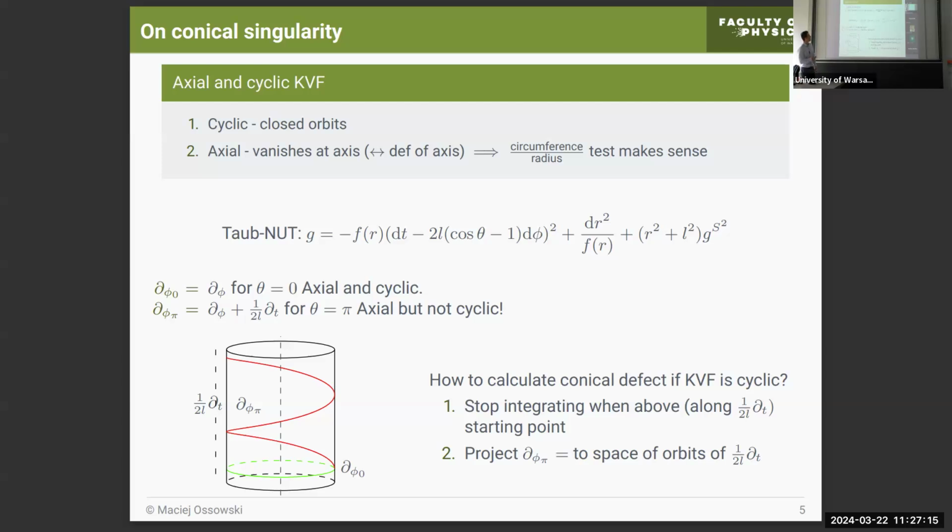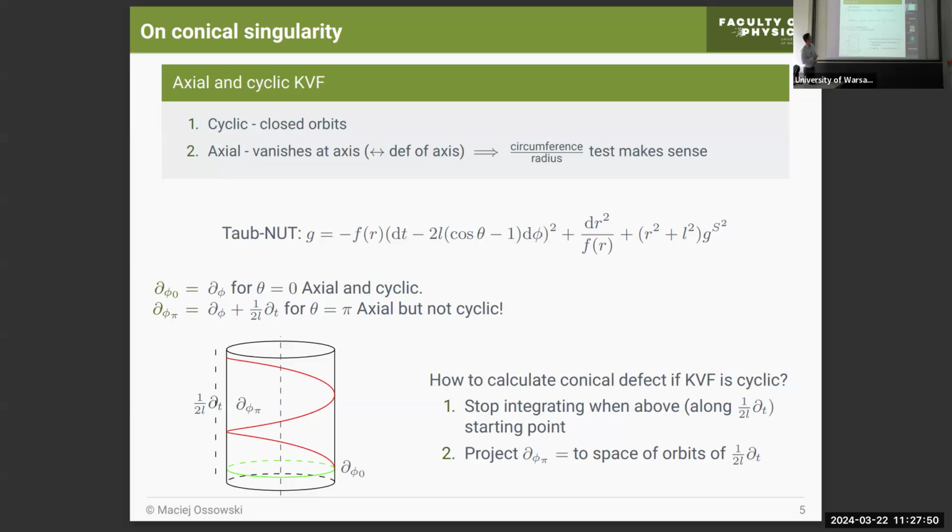And this vanishing at the axis is important because usually we detect the conical singularity by this circumference to radius test. So as we tend to the pole, we expect on a sphere that the circumference to radius would simply give us 2 pi. And if this is not 2 pi, then this means that we have either too much or too little angle. And of course, if the Killing vector field does not vanish, then we get just infinity here.